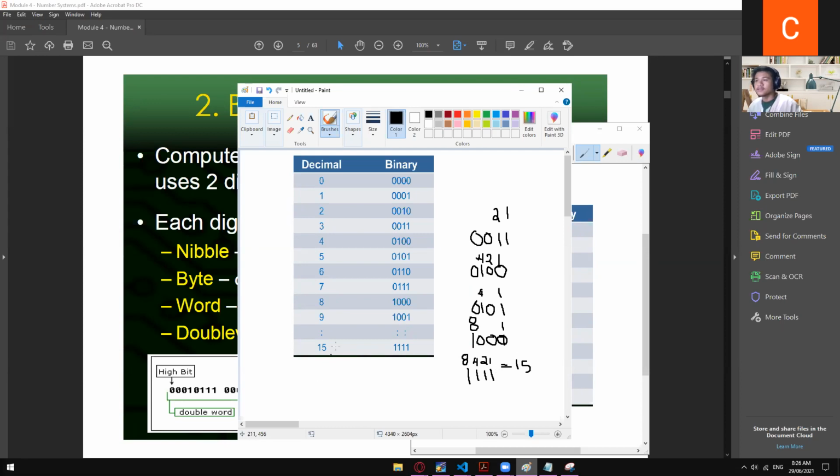Okay, so did you guys get this one so far? And how did we convert this decimal into binary?